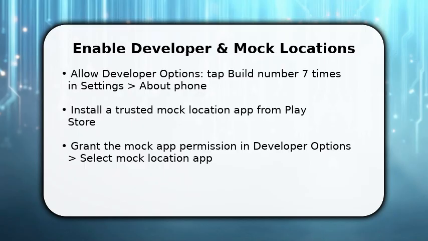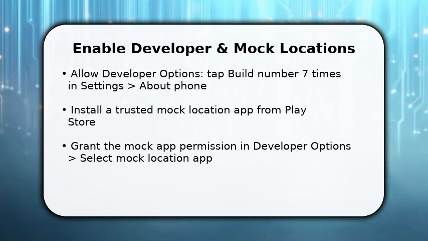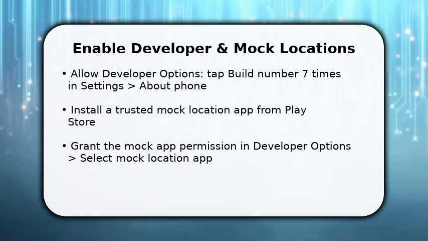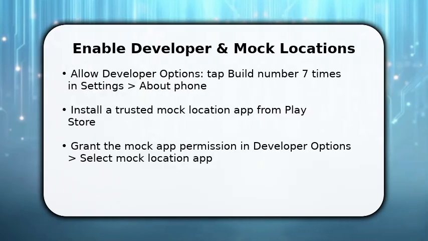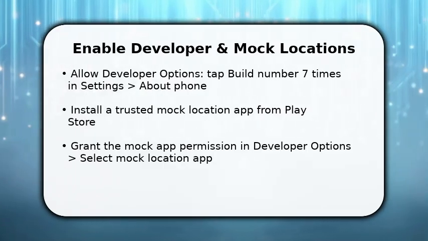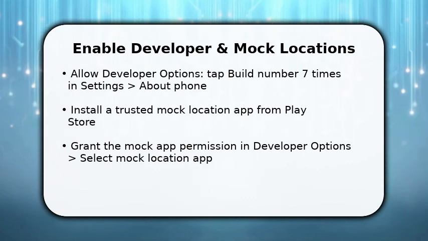Next, in Settings Developer Options, choose that app as the mock location provider. This is critical because without selecting it, the camera will still read the real GPS. Now you're ready to configure the fake coordinates inside the mock app.